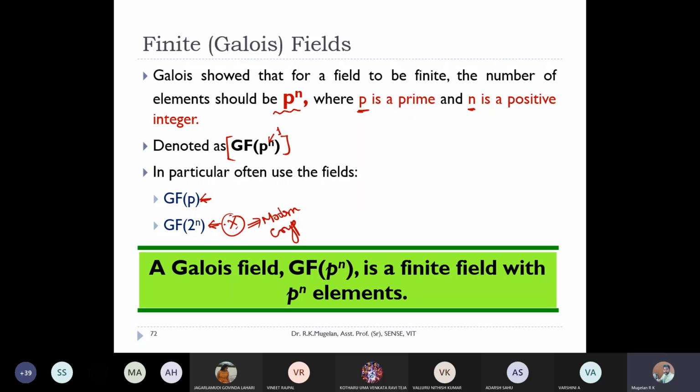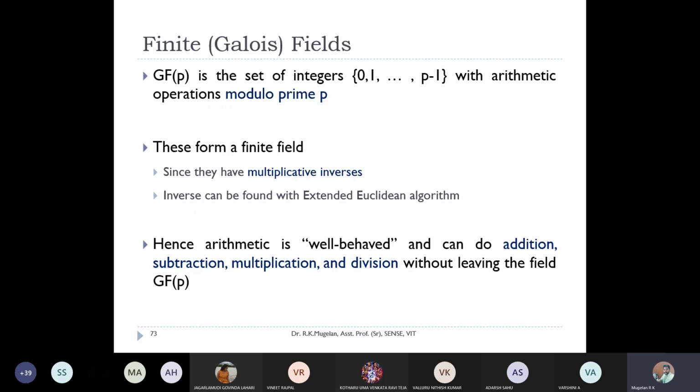So here, if I say Galois field of p, it will have a set of integers, like how we have Zn. If n is equal to p, I can write it as the set p having elements from 0, 1 up to p minus 1. And it can perform the arithmetic operations of both addition and multiplication under the modulus of the prime number p.